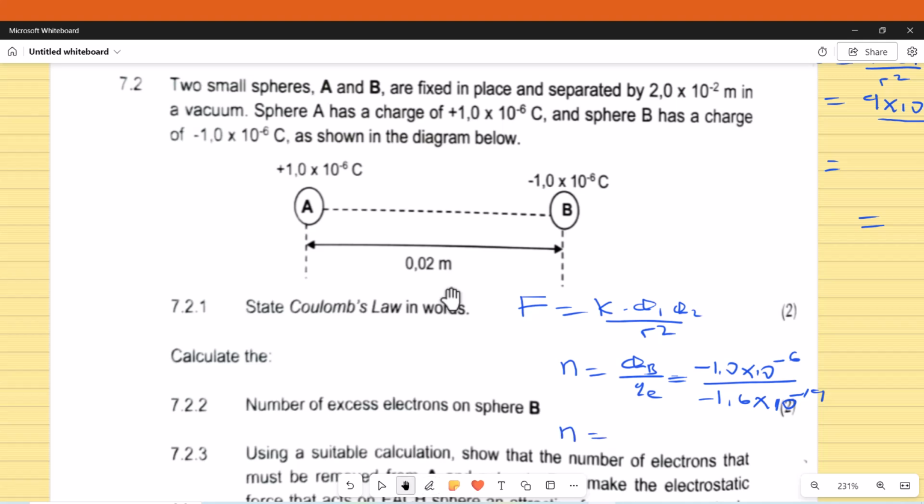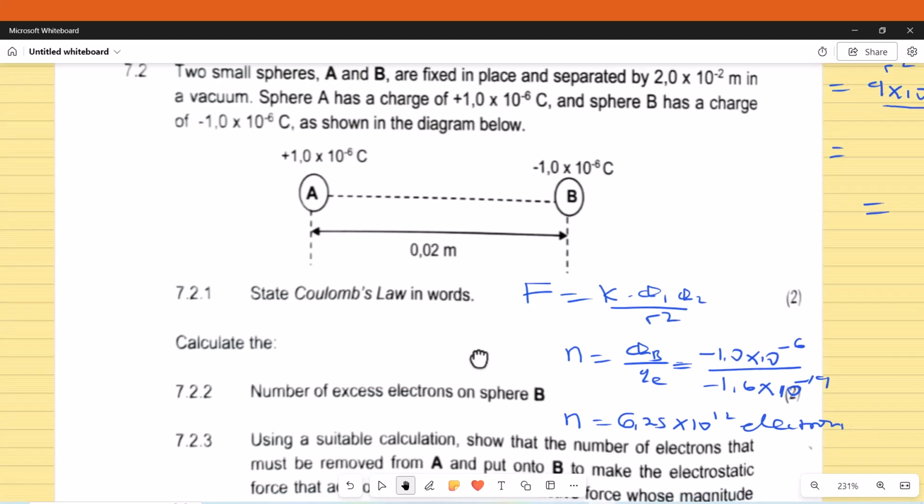Let's find out here. From my calculator, I have 1 × 10^-6 divided by 1.6 × 10^-19. It gives me 6.25 × 10^12. So I get 6.25 × 10^12. Now these are the electrons which are on sphere B. Okay, next question.